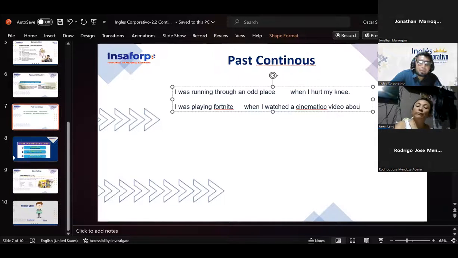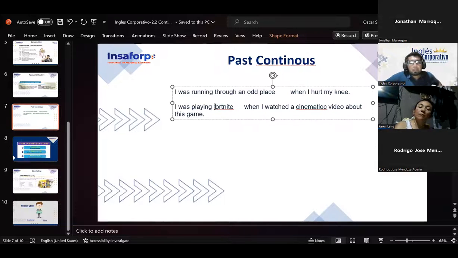About this game. I was playing Fortnite. Ahora, aquí viene una cuestión un tanto compleja. I was playing Fortnite when I watched a cinematic video about this game.